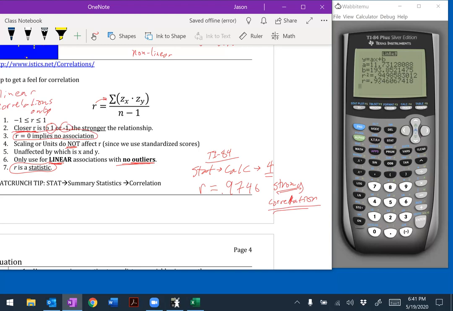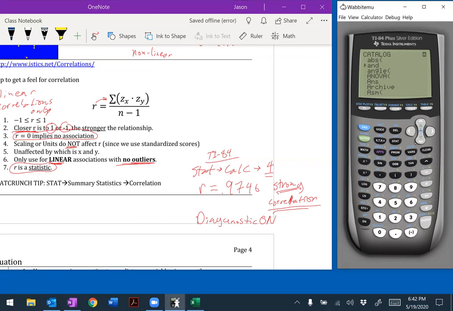If you didn't get the R at the very bottom, and you just got A and B, here's what you do. You go to second 0, and it'll go to catalog. You arrow all the way down, and you only have to do this once in the lifetime of the calculator. It'll remember that you put the settings on. It's called diagnostic on. Right now it has diagnostics off. If it's a brand new calculator, you want to turn diagnostic on. So I'm going to arrow down to diagnostic on. Where's the D's?